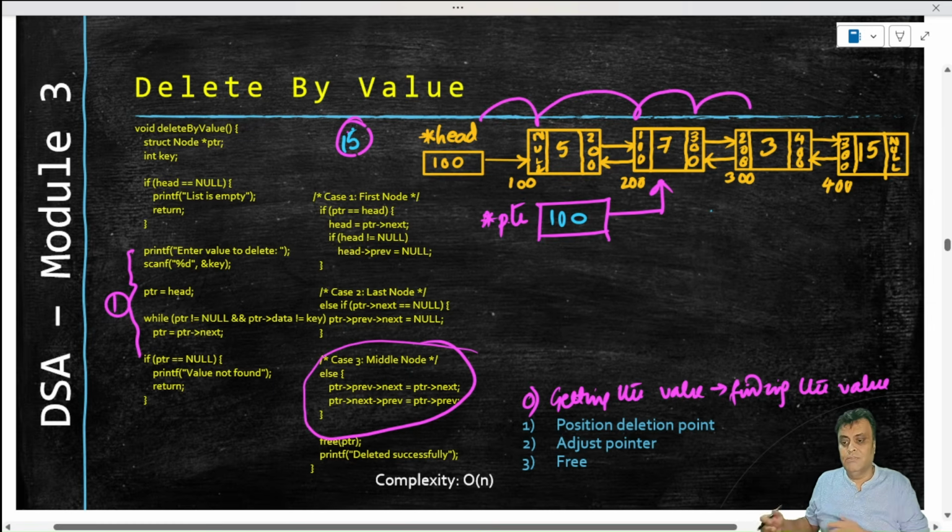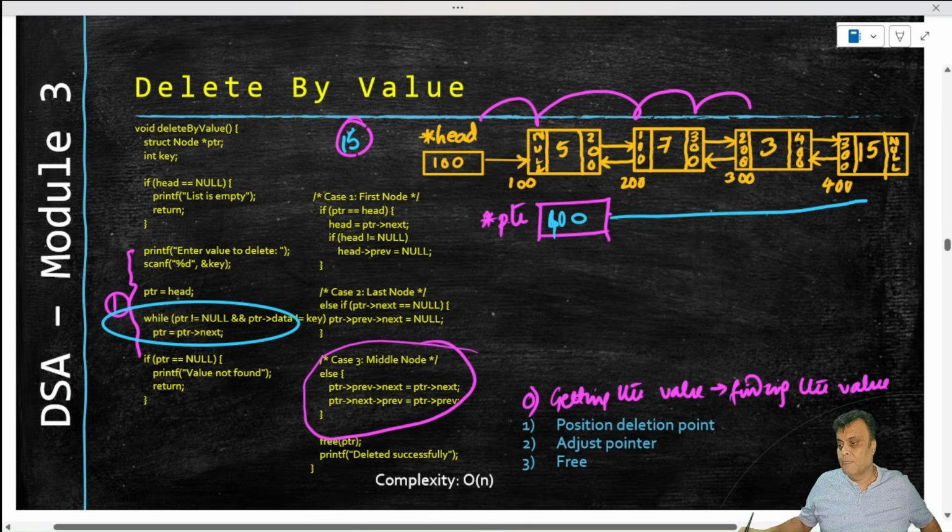Now when we are searching for the last node, then through this particular section, where will we go? We will go to the last node, right? And our pointer will point to where? 400, right? So our pointer now points here. Now when the pointer points here, then what do we need to do? We need to delete this node.